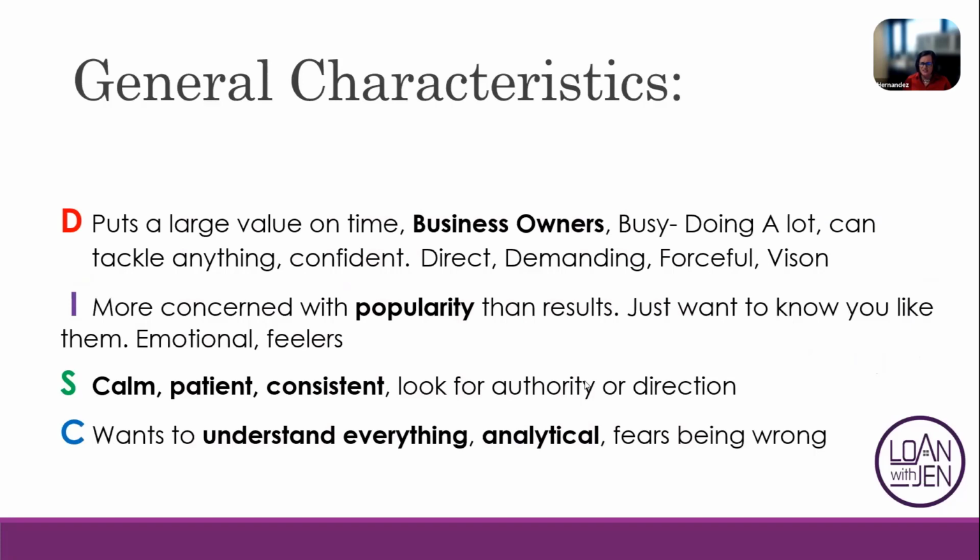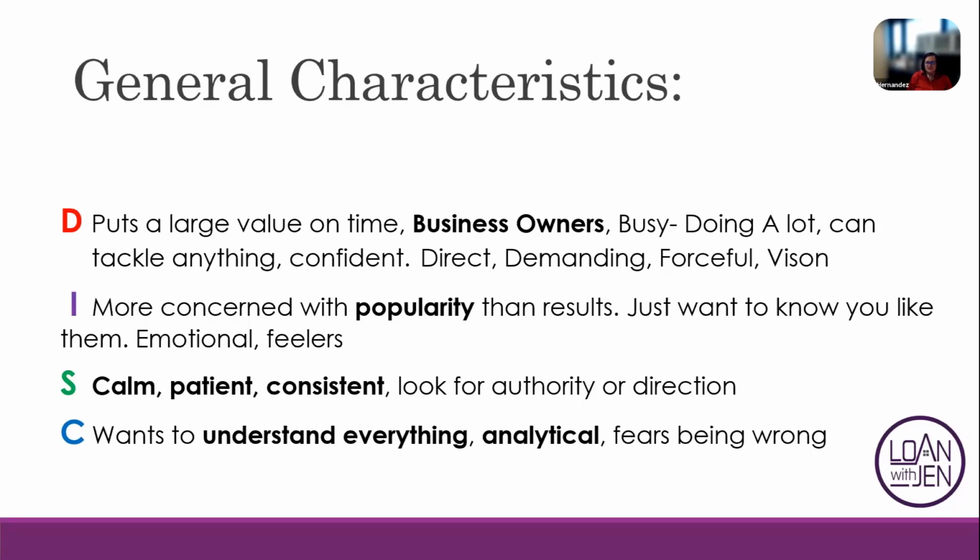Okay, general characteristics, going through this again. I'm trying to be repetitive so that you can memorize this and be like, okay, they're a D, they're an I. So again, the D puts a large value on time. They want to get through it as quickly as possible. A lot of business owners are Ds. They like to take charge. They're busy doing a lot of things. They tackle anything. They're confident, direct, demanding, forceful. They have vision. They can see the future. That's a D, more than likely.